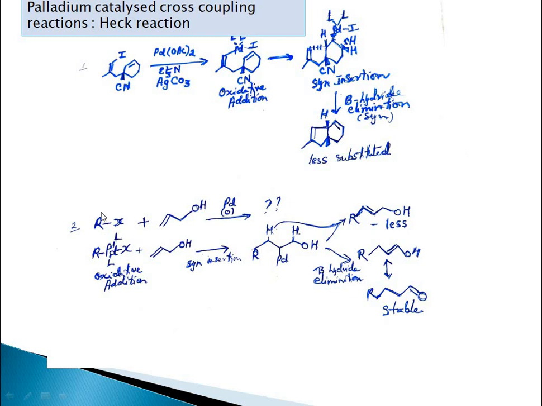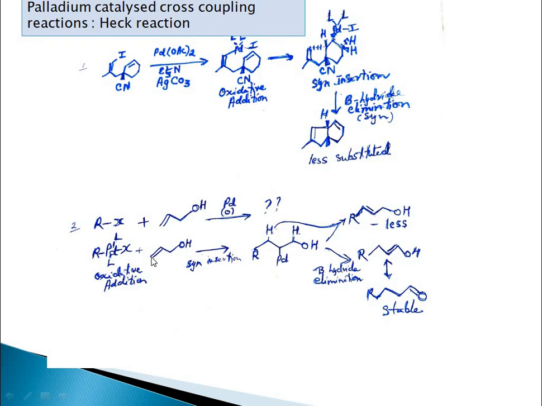Similarly, if we see this reaction, RX plus CH2=CH-CH2OH, palladium catalyzed, what is the product? Again, in the presence of palladium catalyst, first there will be oxidative addition: along palladium, at one end R is added, at the other X, and two new bonds are formed.